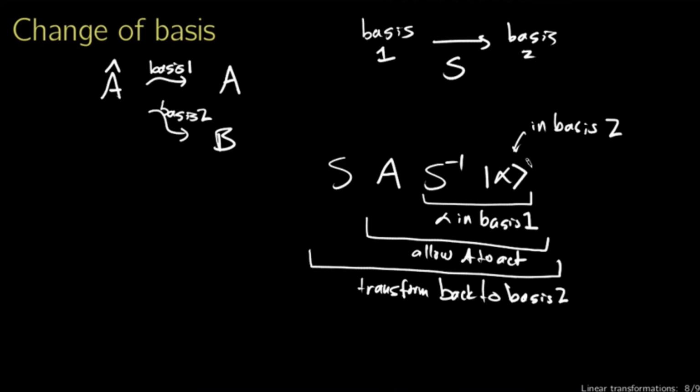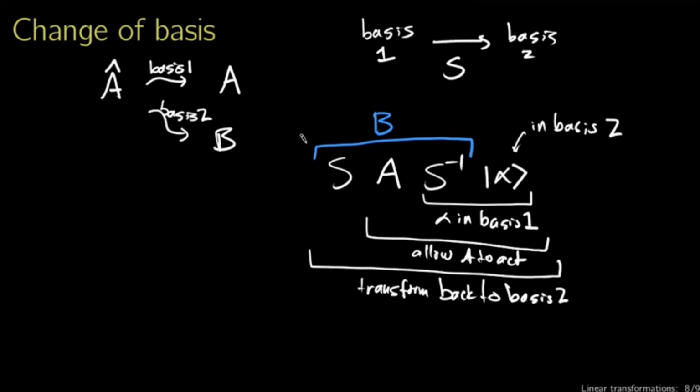So if I have a vector in basis 2, I can convert it to basis 1, allow A to act, and then transform back. Now we know how to compose operators or transformations like this. This matrix is going to be our matrix B, our representation of the operator A in basis 2. So this is how change of basis works. If I have some transformation S that connects basis 1 to basis 2 and vice versa, then I can take a vector expressed in basis 2, express it in basis 1, allow A to act, and then transform back to basis 2.